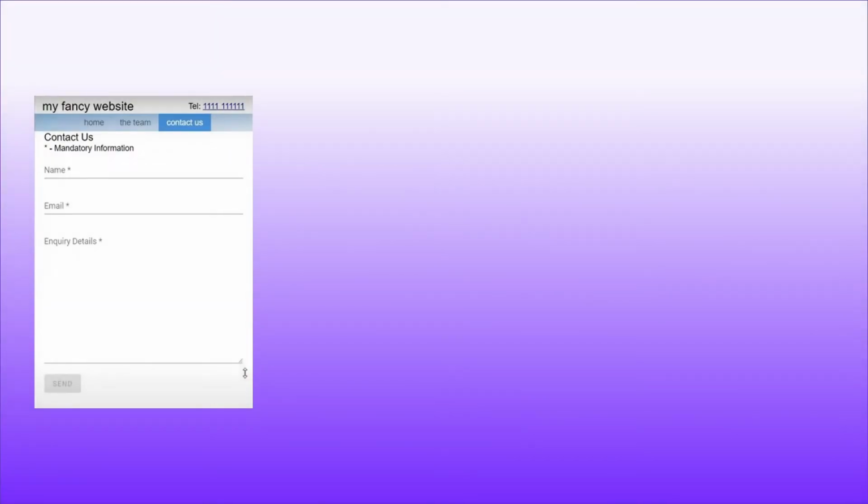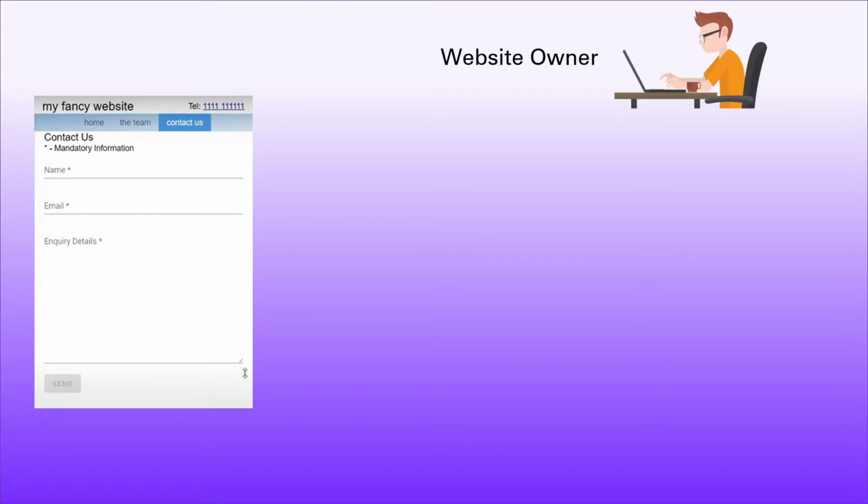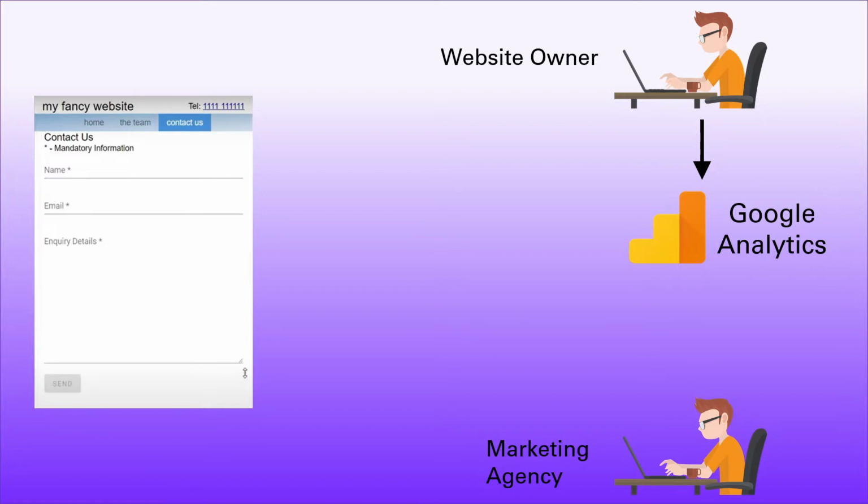So we've got our website up and running in production, and we've got our website owner who uses Google Analytics as his weapon of choice for understanding the traffic that comes into the website. But we've also got a marketing agency that we've hired, and they don't use Google Analytics. They use some other analytics system for their marketing. So how do we plug two different analytics providers into our website?